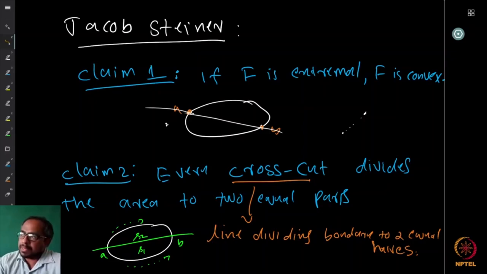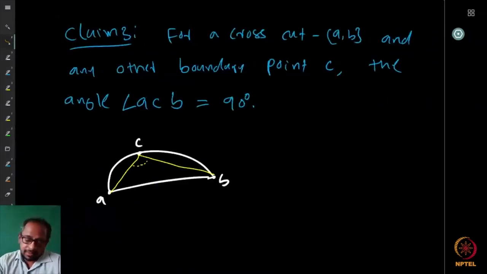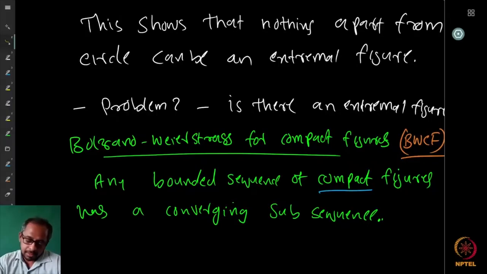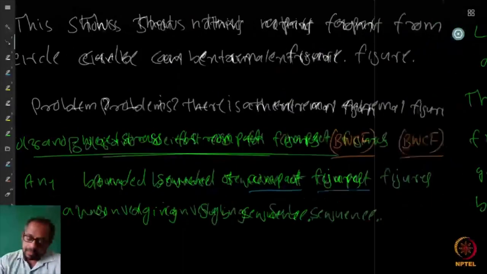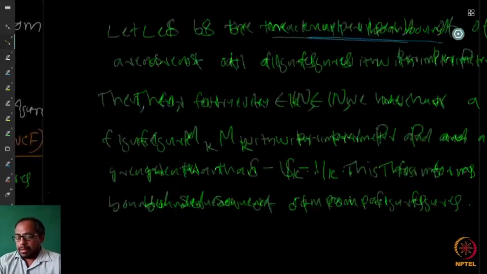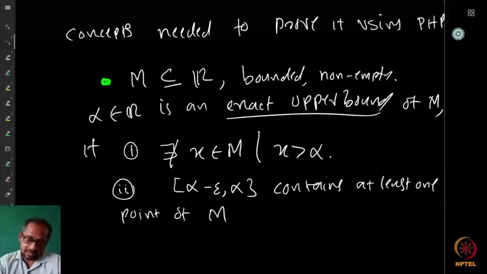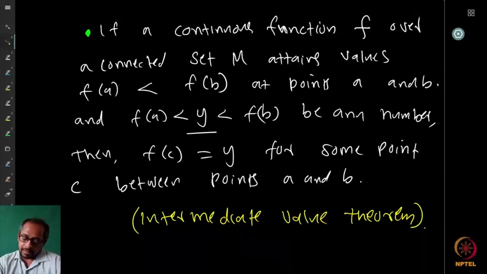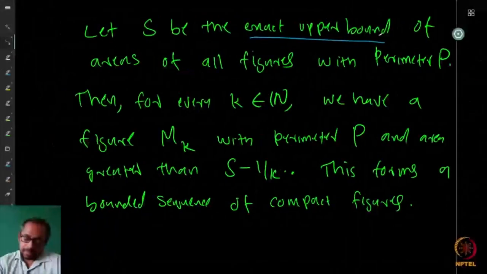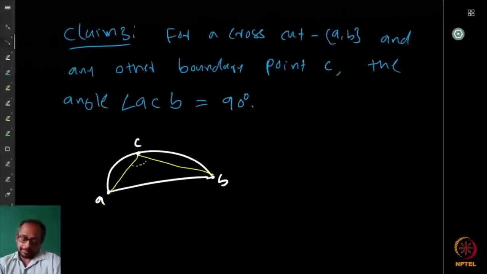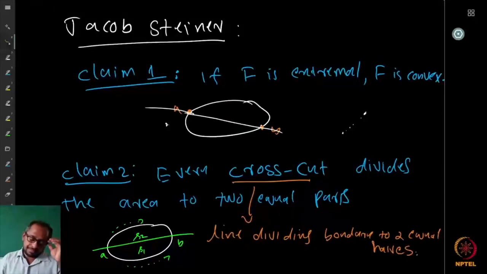So the intermediate value theorem says that... I don't know whether I have written it here for you, or I can just tell you. Maybe I have written it somewhere. Yes, we will come to that. Don't worry, we will need some result. So every cross cut divides the area into two equal parts. That is claim two. So try to prove this claim two, again using the fact that if that is not the case, you can still, without increasing the boundary, increase the area.